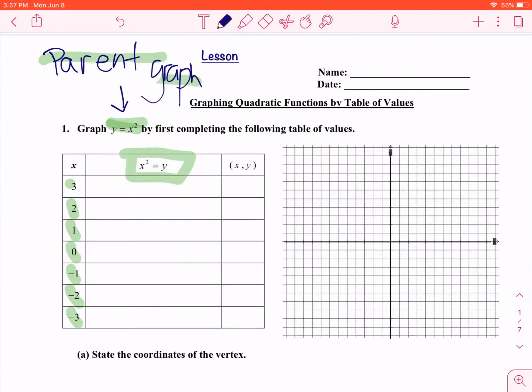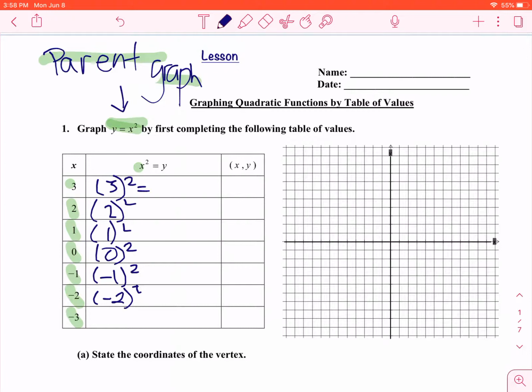If you are taking all of these values and replacing the x position, how that will look will be like this. 3 squared, 2 squared, 1 squared, 0 squared, -1 squared, -2 squared, -3 squared.